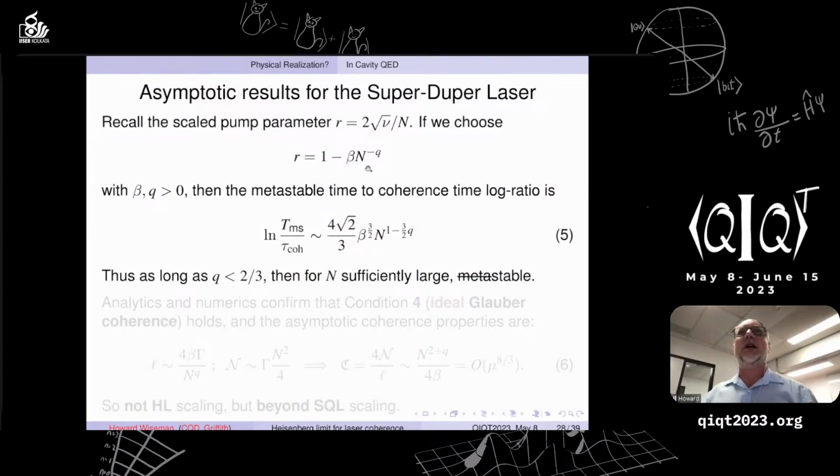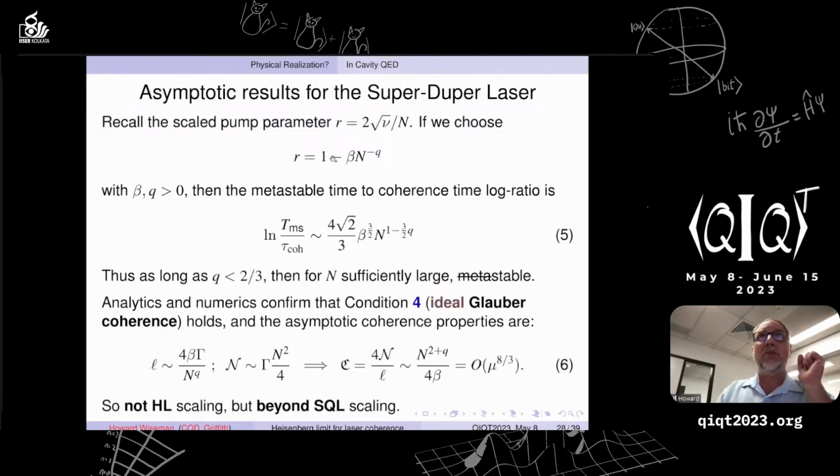So Ori did these calculations, showed that if we choose R very slightly less than 1 with this particular scaling in n, then the log of the metastable time to the coherence time scales like this. So that's a log, which means that the actual ratio is the exponential of this. So as long as this is even moderately large, the ratio is huge, right? And so looking at what this means, as long as Q is strictly less than 2/3, this thing scales like n to some positive power. So for large n, that's going to be large, and this ratio of the metastable time to coherence time will be enormous. So as long as we choose Q to be less than 2/3, that's going to be positive, and I can use the metastable state for sufficiently large n.